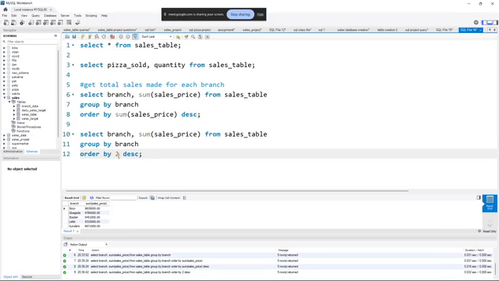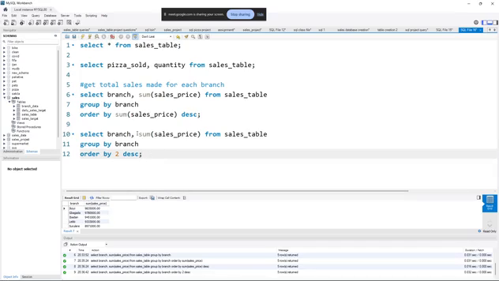Order by 2 means that the position of the column I want to use in ordering is number 2. This is the first column I brought out, and this is the second column, and I want to order by this second column. That is why I'm putting 2 as my ORDER BY clause. So I can either write it like this or like this. When I run this, I want to see the branch column and the sum of sales price column.